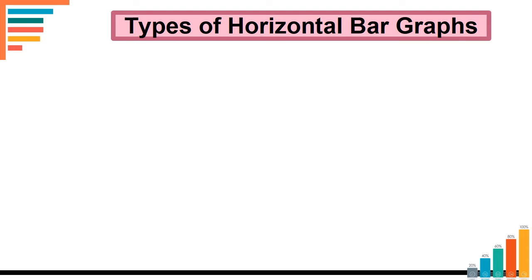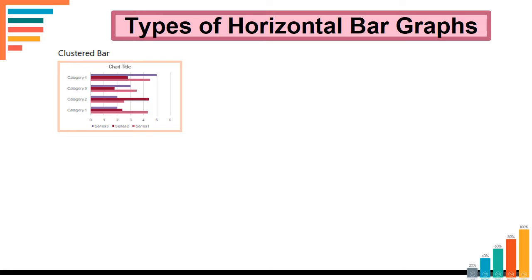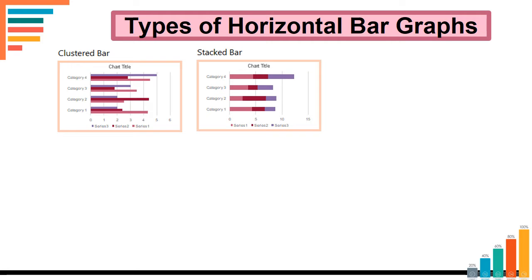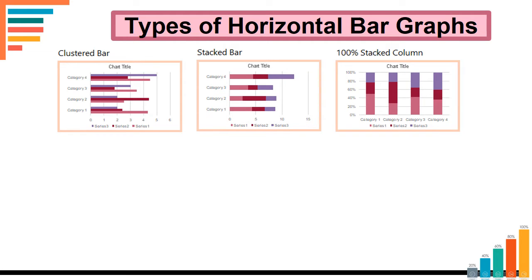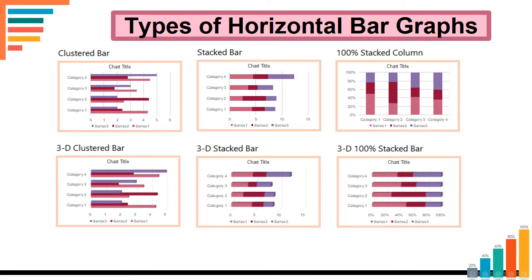For the types of horizontal bar graphs, it goes to the side. So we have the following: clustered bar, stacked bar, and 100% stack column. So likewise, they are converted into their corresponding 3Ds.